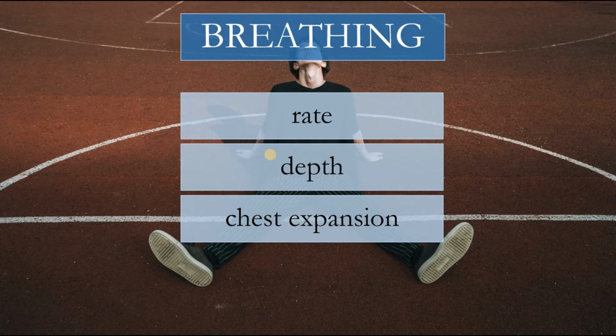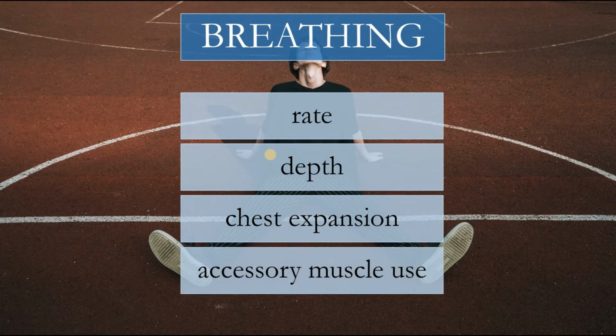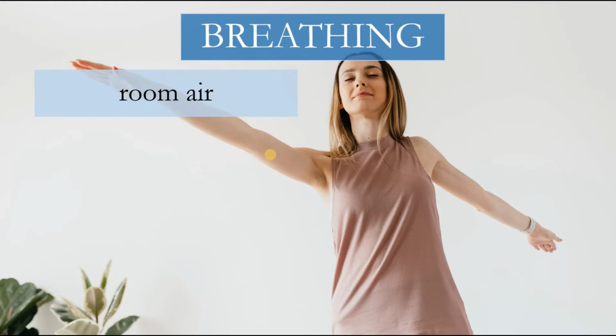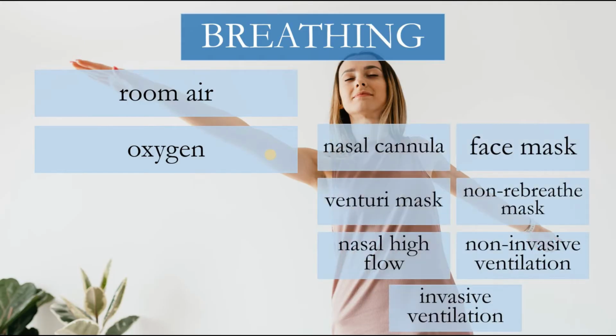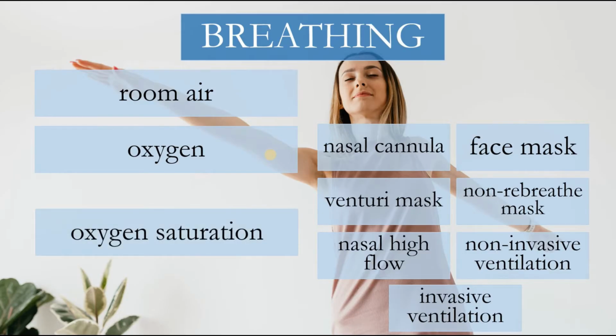Sometimes the movement isn't symmetrical, which can be termed as seesaw breathing. And then note for any accessory muscle use, which is a sign of labored breathing, which can indicate low oxygen levels in the body or in the blood. Next, we need to check if the patient is on room air or if he's on any oxygen as well. If the patient is on oxygen, take note of the oxygen delivery device being used. These are your nasal cannulae, face mask, venturi mask, non-rebreathe mask, nasal high flow therapy, non-invasive ventilation, and invasive ventilation. Also check for oxygen saturation as well, alongside these oxygen delivery devices.